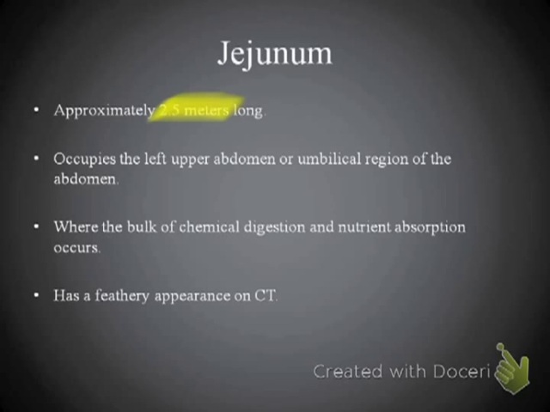The real thing that kind of gives it away in terms of CT is that it has a feathery appearance. This may not make any sense right now, but as we look at CT, you'll notice that as we transition from the duodenum to the jejunum, there's an interesting way that the jejunum actually looks, and that's simply because of the appearance. And the appearance really kind of gives away where you're actually entering in.